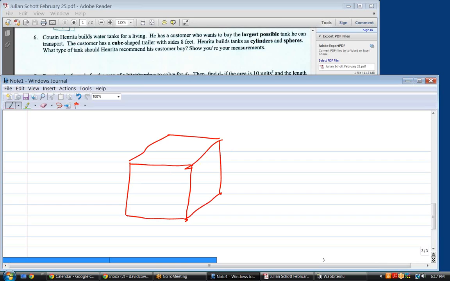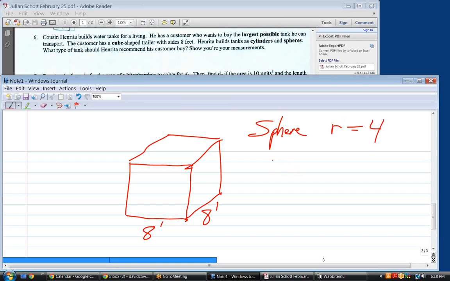Cousin Henrietta builds tanks as cylinders or spheres. So we got 2 choices here. We can put a sphere inside of this 8-foot cube, 8 foot on each side. I would draw it, but then it would be hard to erase. You can imagine, right? So what would the radius of the sphere be? 4 maybe?